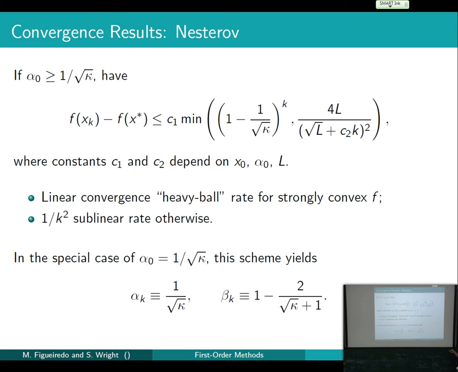Remember, for the case of not strongly convex, we got a 1/k rate. Well, here we get a 1/k² rate for this accelerated method. So we get an improvement even in the case where we don't have strong convexity.